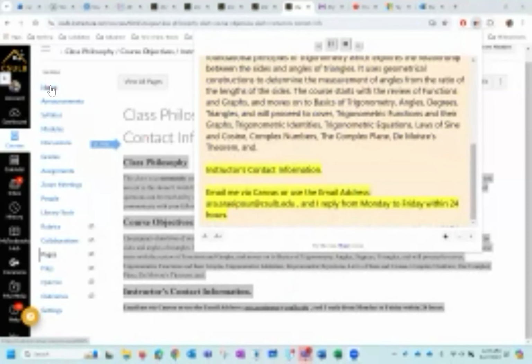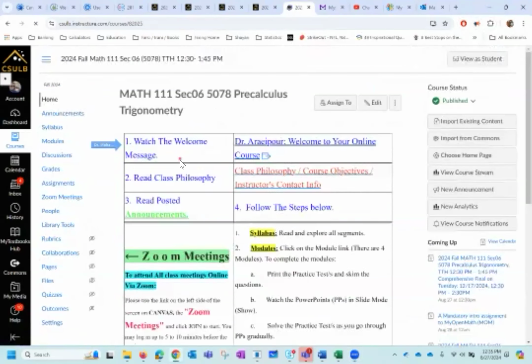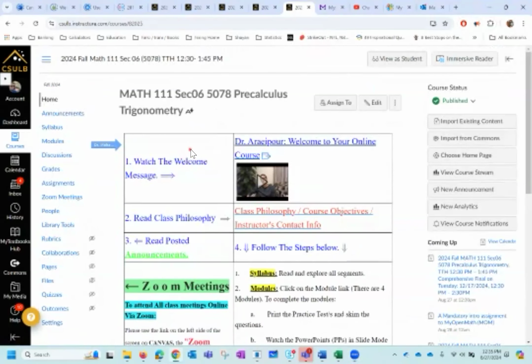Email me via Canvas or use the email address era.eraeipor@csulb.edu, and I reply from Monday to Friday within 24 hours. Going back to the home page of Canvas.